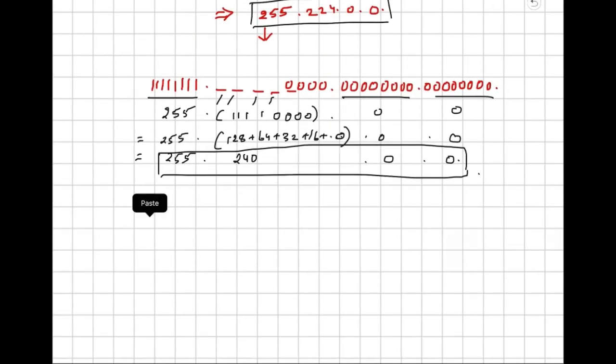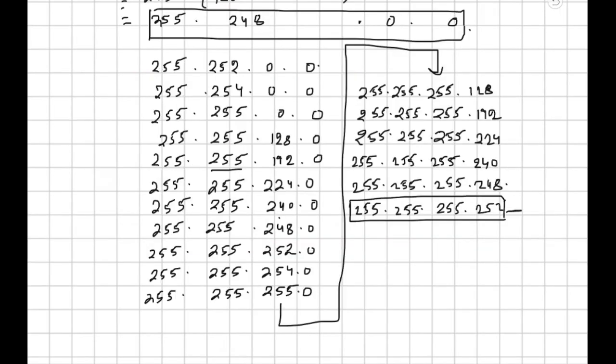Now let us take another example here. Only 2 hosts are available here. We can't have anything less than 2 hosts, so this is the last subnet mask that can be derived in a class A address.